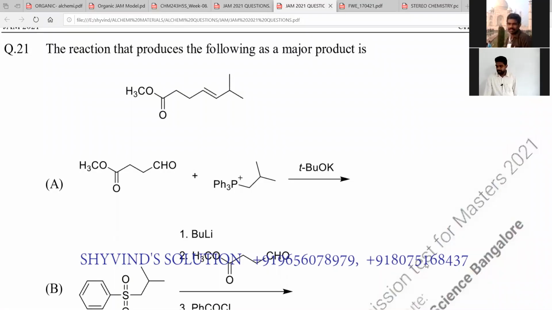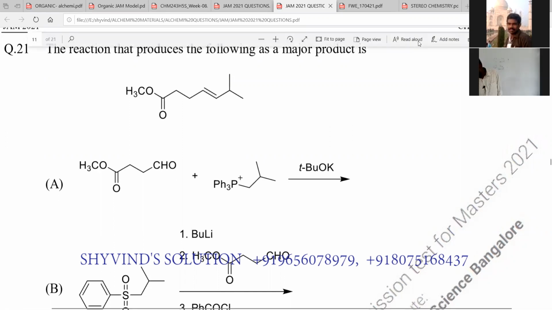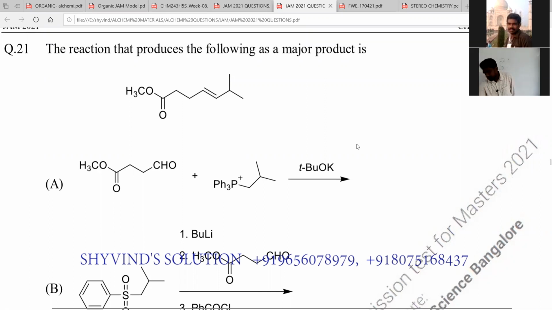So the next question, it's a tough question. Okay, you can see it here. This is the question. We have a double bond here. The question is which reaction produces the following as a major product. The options are given. I am not using the board here. I can explain it from here itself.